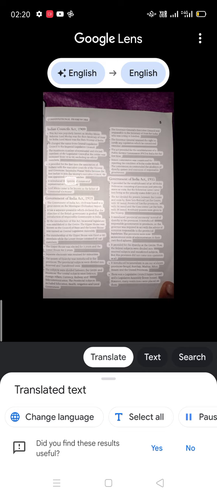It introduced the system of communal representation for Muslims. Lord Minto came to be known as the father of communal electorate.